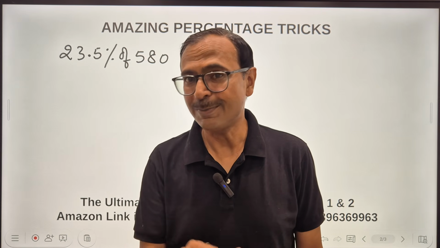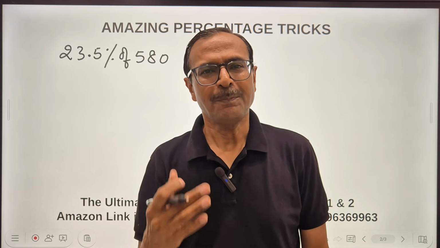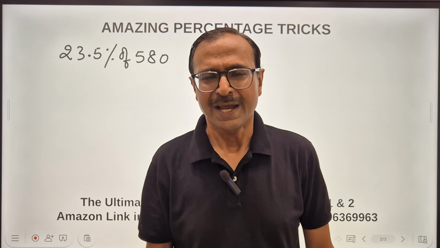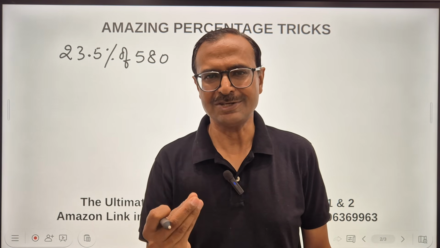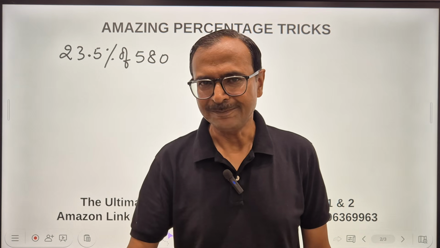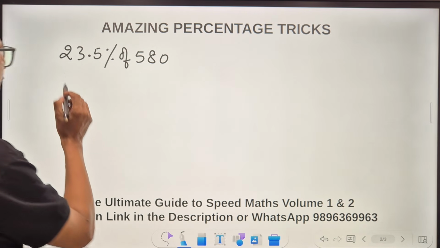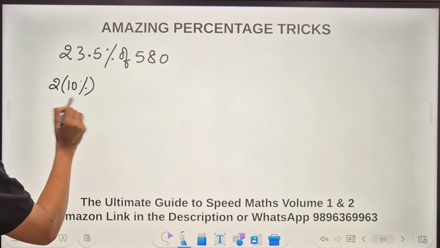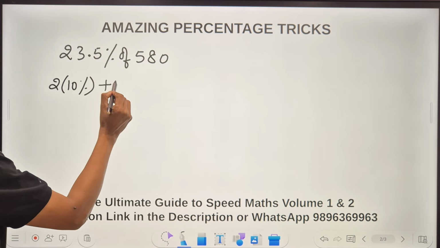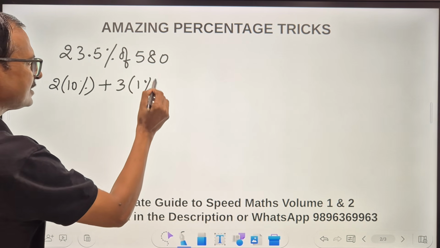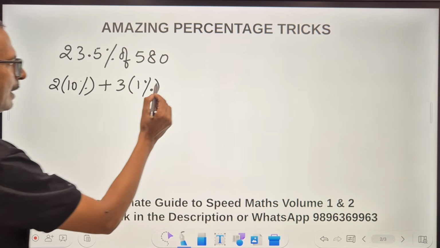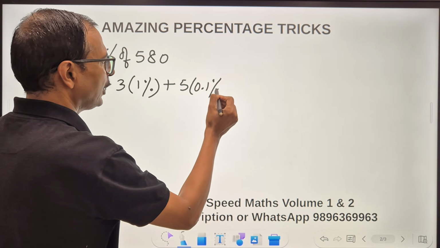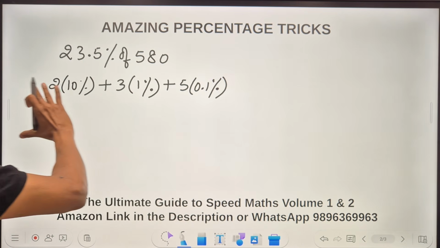But if you have knowledge about 1%, 10%, 0.1%, these three percentages are going to solve most of your problems, and you should be really good in your basic multiplication, right? And then job done. How? I will show you. Now this 23.5% can be broken down as 2 times 10%, which is 20%, plus here we have 3, so 3 times 1%, that is 3%, so 20 plus 3, 23%, plus 5 times 0.1%, that means 0.5%. So 23.5 is to be visualized like this.